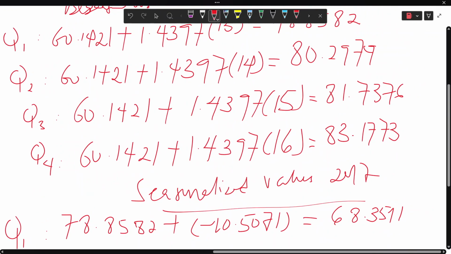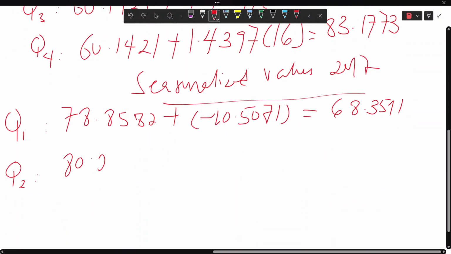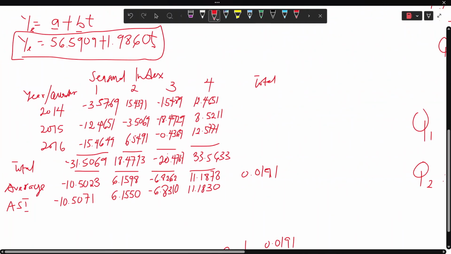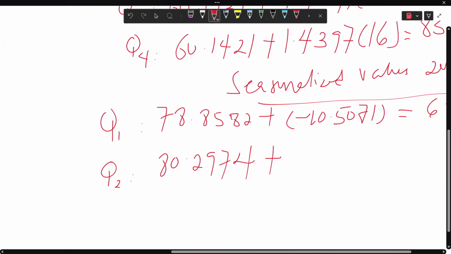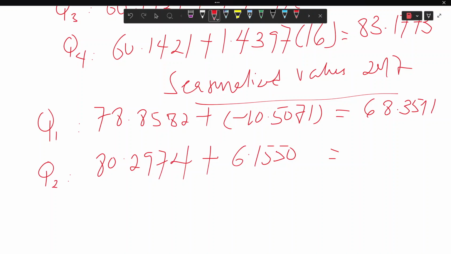Now let's go to quarter two. The deseasonalized value for quarter two, 80.2974. We add the ASI for quarter two, which was 6.1550. 80.2974 plus 6.1550, giving us 86.4524.